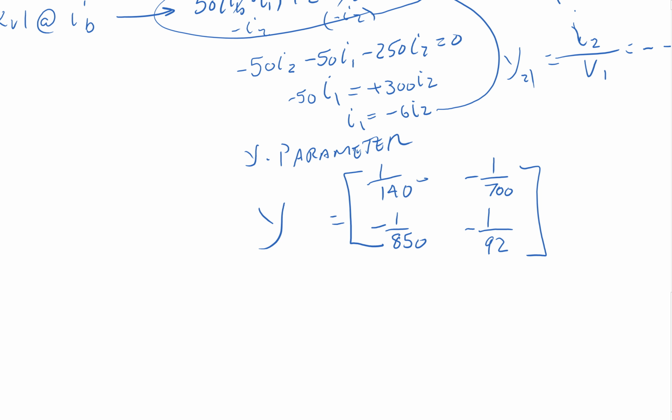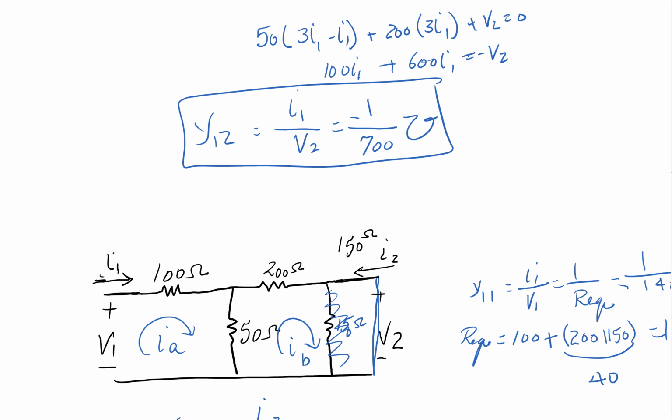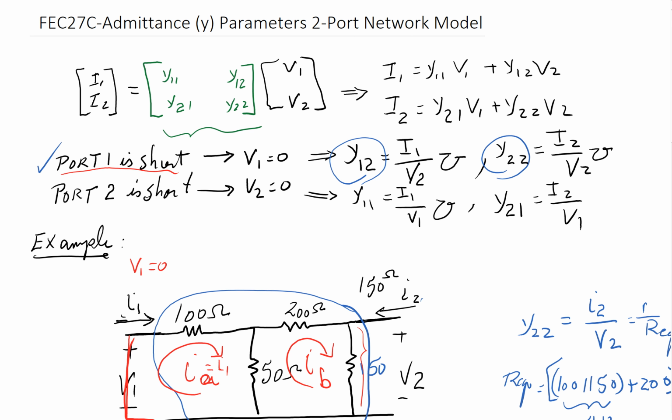All of these are mhos, 1 over ohm, because we are doing conductance, admittance. That brings us to the end. So simply, all we are doing is describing the whole circuit in terms of its Y parameters as shown here. And if somebody gives us a circuit, we use these two relationships to find all the parameters. That brings us to the end of admittance or Y parameters for a two-port network model.